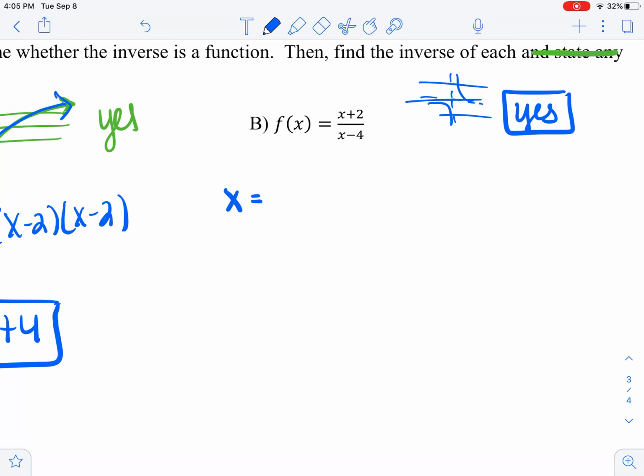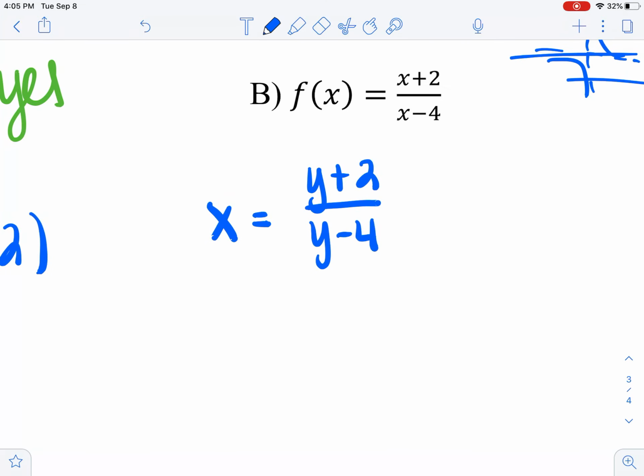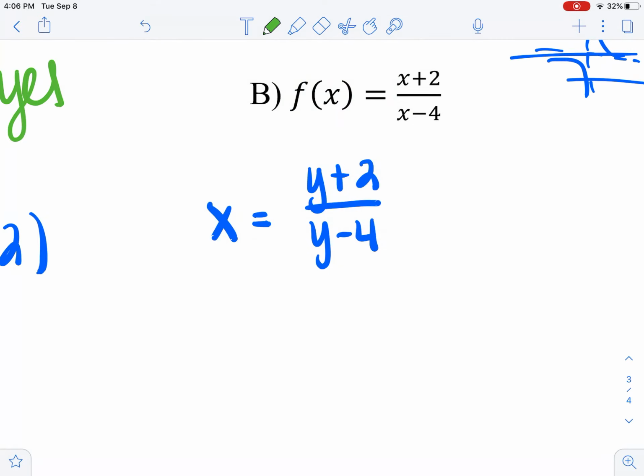All right, switch x and y. All right, now you have to get y by itself. So what you should first off notice is that you have y's on the right-hand side of your equation, both in the numerator and the denominator. So you have multiple y's. So here are your steps to getting y by itself.